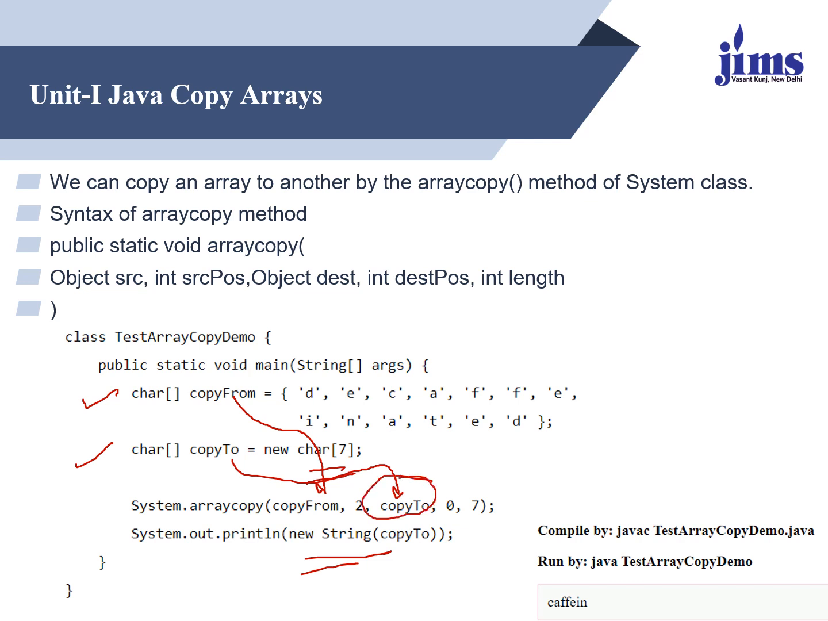What is being stored in this? Starting from index 2, till 7, we get CAFFEIN. How many elements are over here? 1, 2, 3, 4, 5, 6, 7. So 7 elements are being copied, starting from index 2 of the source array into the destination array. So we can copy a part of an array into another array also.